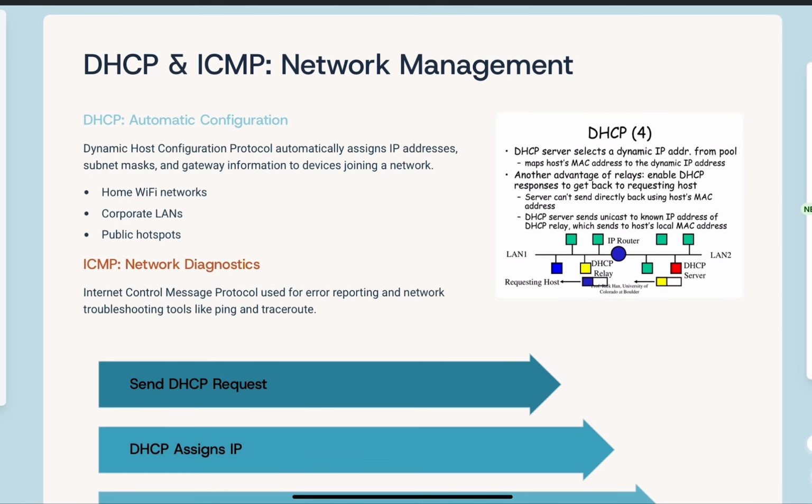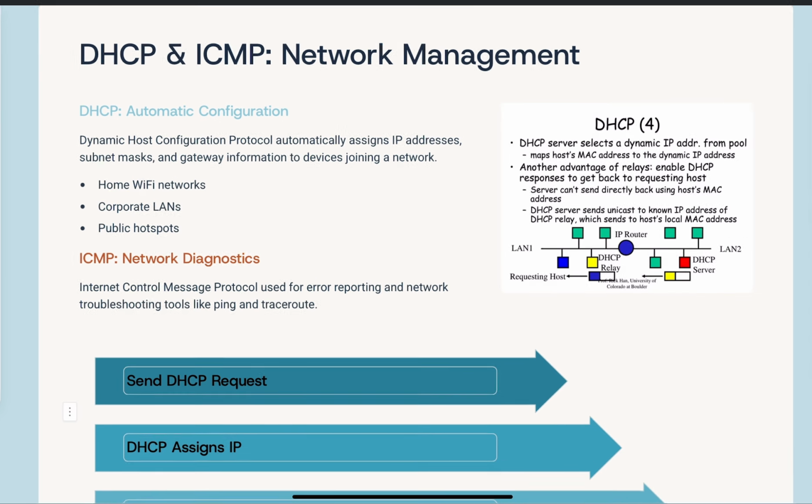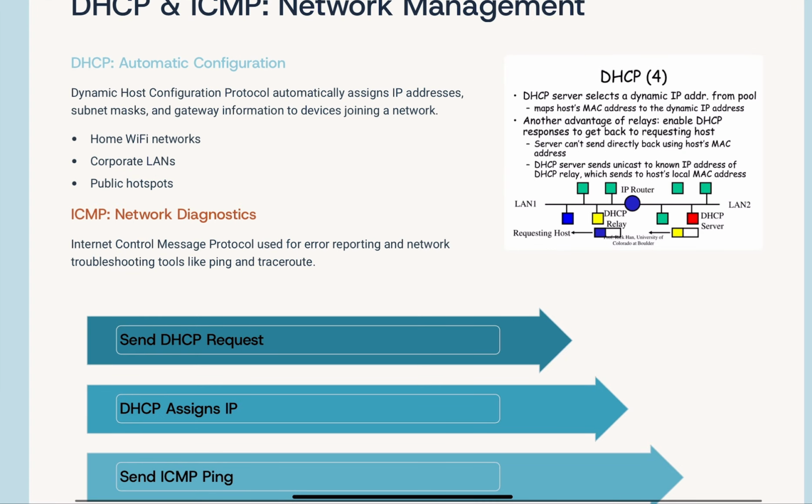And ICMP is just for network diagnosis. So it just diagnoses the network: is it safe or not? It's the Internet Control Message Protocol, which is used for error reporting and network troubleshooting tools like ping and traceroute. So it's basically controlling errors. If there's an error, say you type something wrong, then it will pop up an error message. So that's the work of ICMP, the Internet Control Message Protocol.